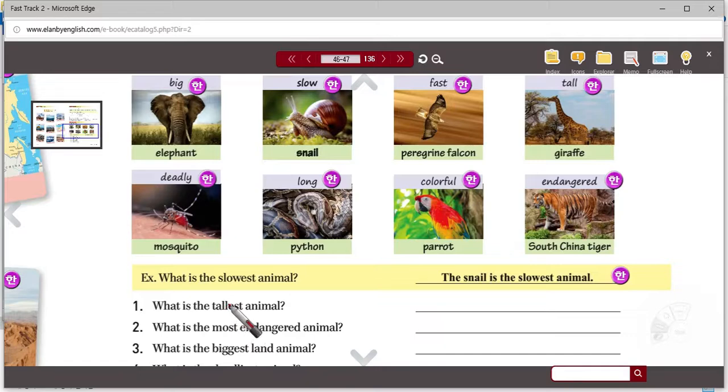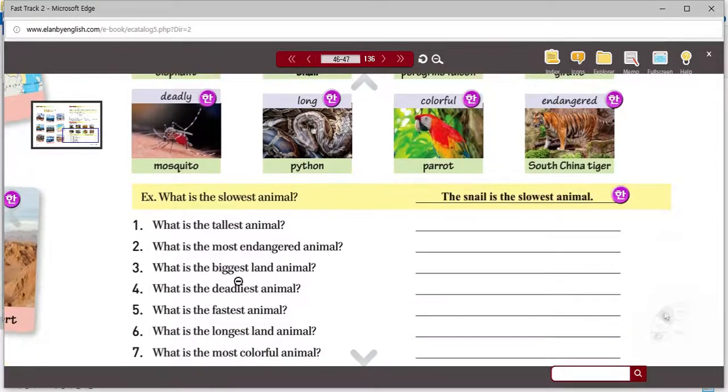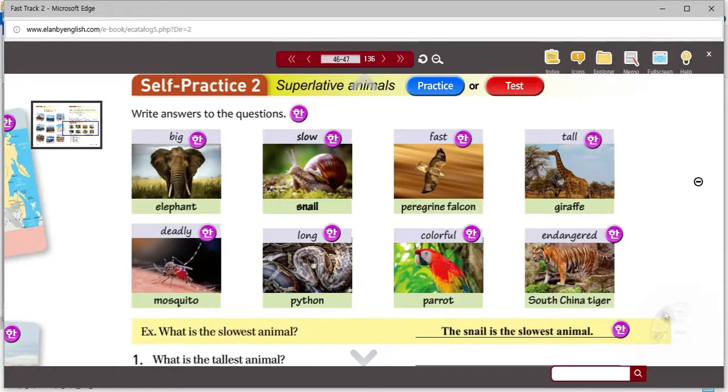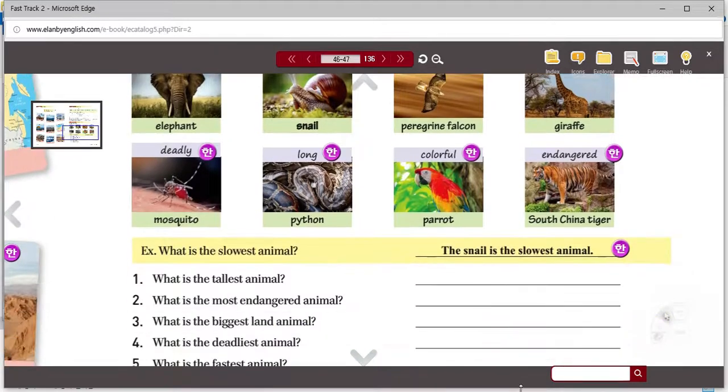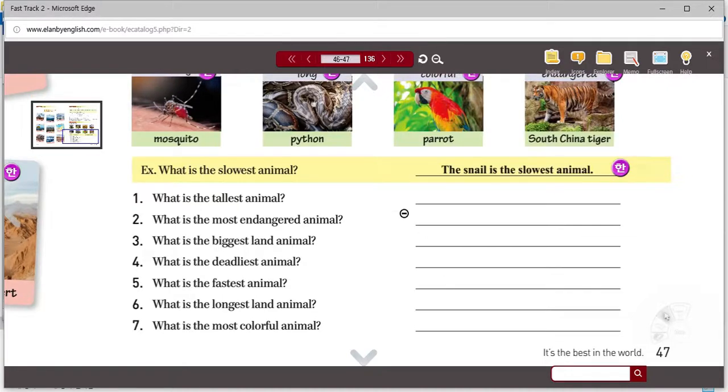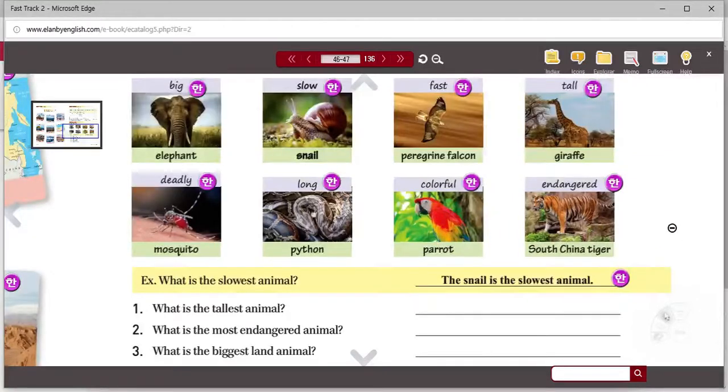So all of the superlatives are listed in the questions. Tallest, most endangered, biggest, deadliest, fastest, longest, most colorful. You can figure out what the adjective is, find it here, find the animal, and then write the sentences. Okay? And we'll do a quick review when you are finished. So press pause and we'll review when you are done. Okay, we'll go through these quickly. I think you can figure out the answers. I'll just read out the answers as we go through it.